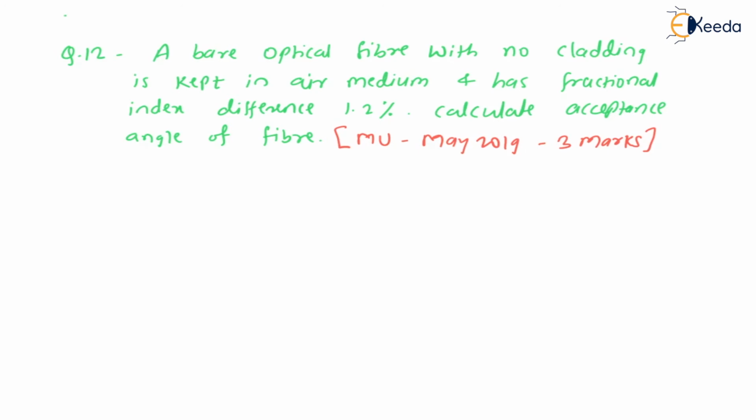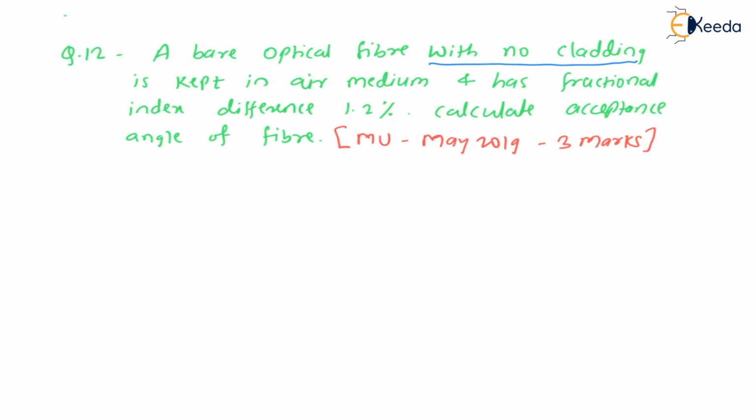Now see, the question is a simple one, but a little bit different, because here they have mentioned the optical fiber with no cladding. That means it is simply a core medium which is kept in air. So what we can conclude from this is that, as this is a bare optical fiber with no cladding, and it is kept in air medium, the cladding will take the refractive index of air medium.